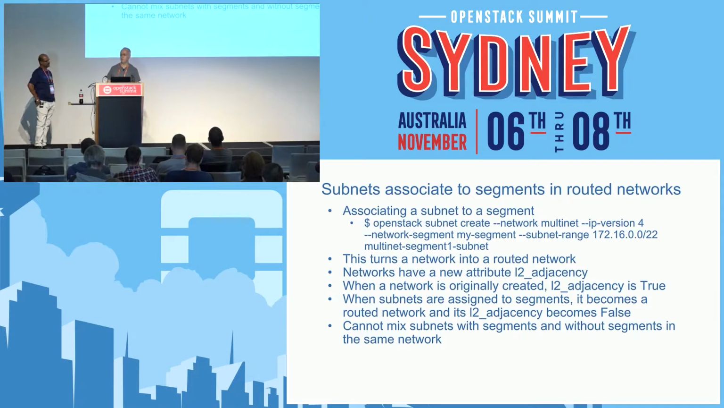As a consequence, in this scenario, networks have a new attribute, the L2 adjacency attribute. Essentially what that means is that it tells the user whether all of this network's segments are adjacent or not. In the beginning, when you create a network, this attribute is true. But when you assign a segment to a subnet, that attribute becomes false, because now this network is not a contiguous L2 domain anymore.